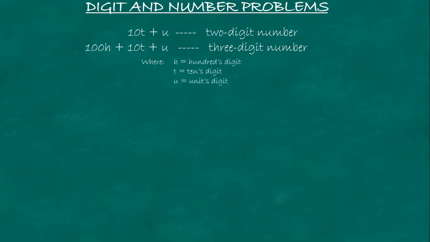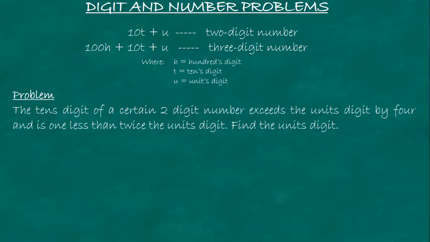Where h equals the hundreds digit, t the tens digit, and u the units digit. Then, for the problem, just interpret it correctly. Sample: The tens digit of a 2-digit number exceeds the units digit by 4 and is 1 less than twice the units digit. Find the units digit.